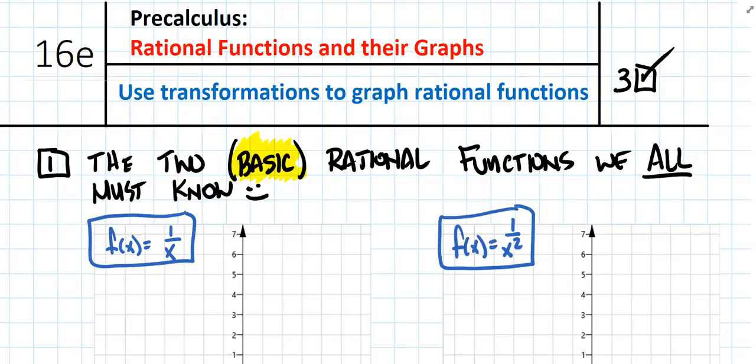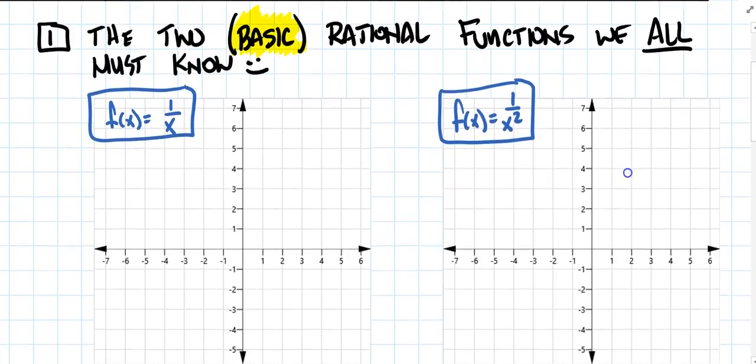Welcome to Precalculus Concept 16E. We're going to use transformations to graph rational functions. I have 3 boxes for you, and let's talk about this first one here.